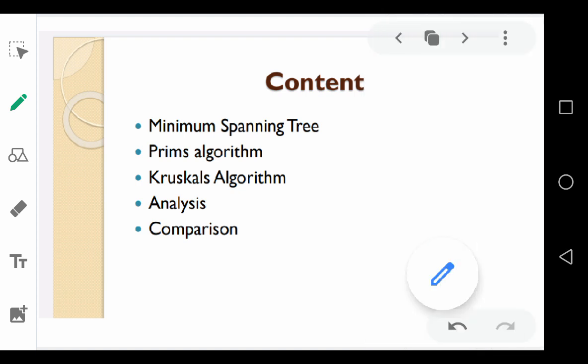So in my session I will be discussing minimum spanning tree, that is one of the applications of the greedy method, as well as how to find the minimum spanning tree. For this reason we can use Prim's algorithm and Kruskal algorithm. So in my session firstly I am discussing Prim's algorithm, and Kruskal algorithm I will be covering in my next video lecture.